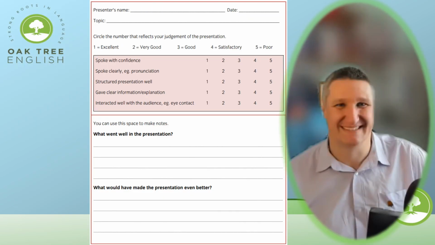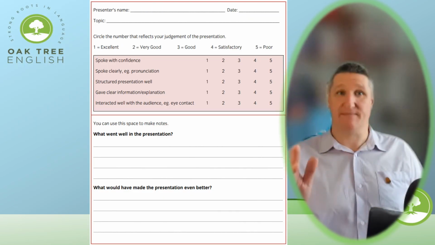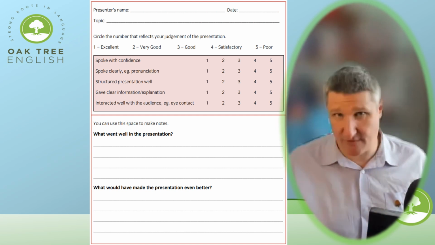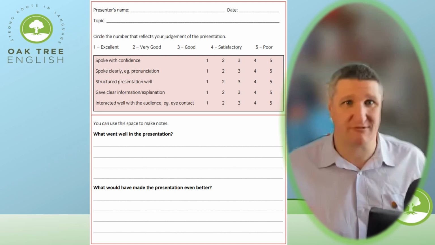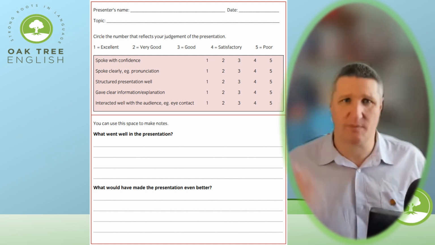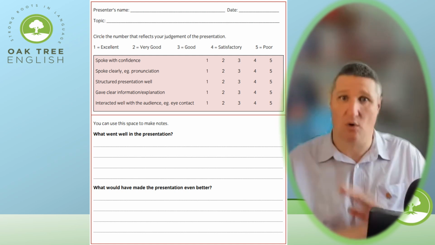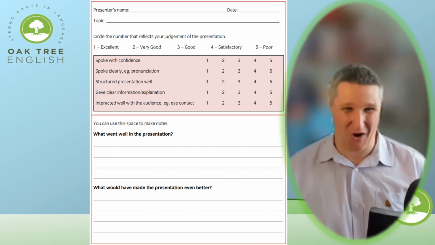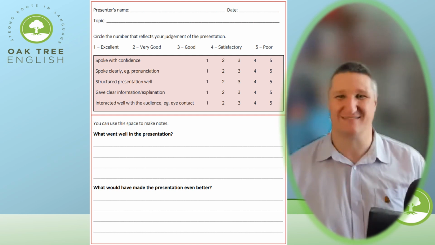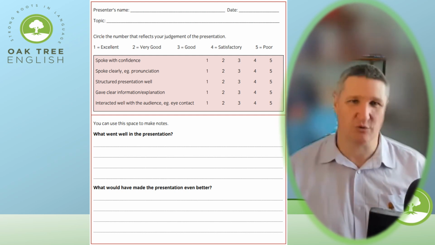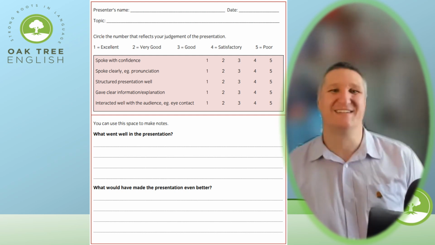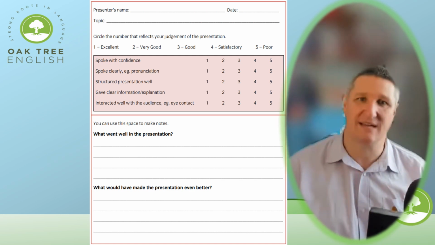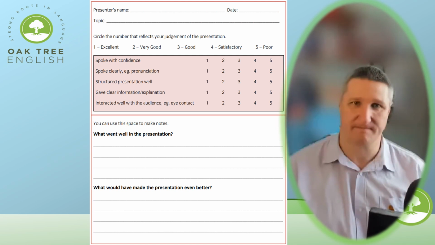Activity 3 is unique to level 2, but not to life. If you've progressed to university or to professional presentations, this will be a skill which is expected of you all the time. You can practice this by watching Oak Tree English YouTube videos. Other YouTube channels are also available. And filling in a sheet like the one on screen, your teacher can provide you with these, or you can download them from the City and Guilds website.